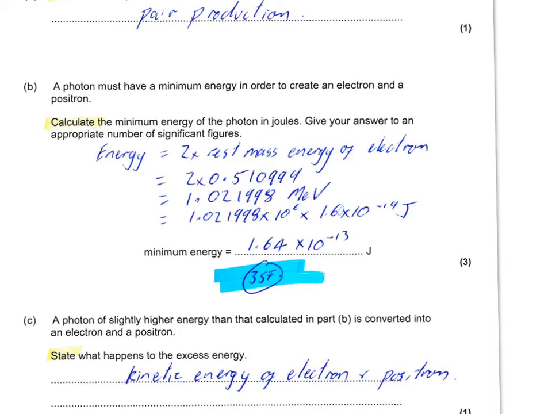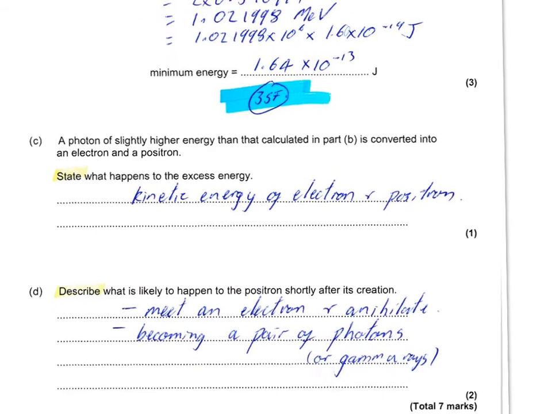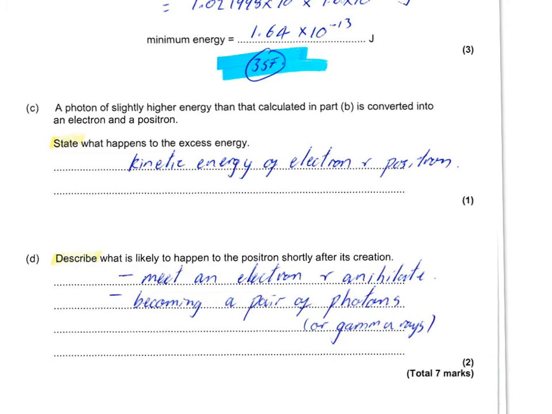Finally then, a photon of slightly higher energy than that calculated in part B is converted into an electron and positron. State what happens to the excess energy. Well, that's going to become kinetic energy of the electron and positron. They're going to have an equal share of that kinetic energy.